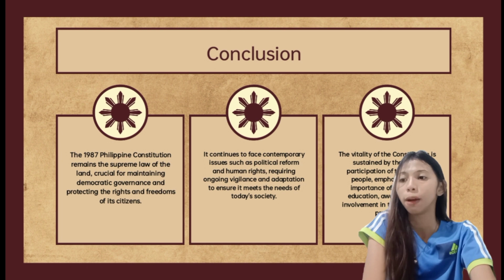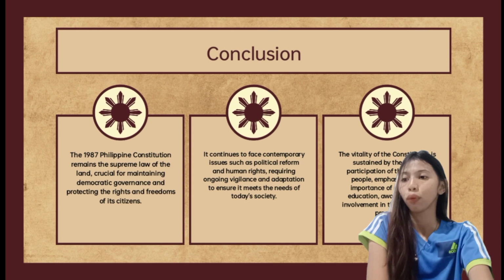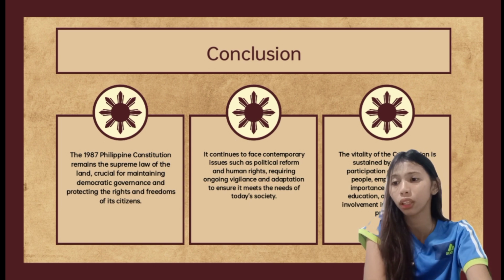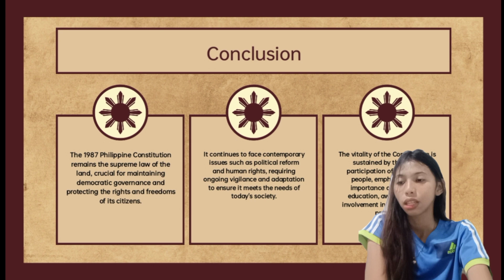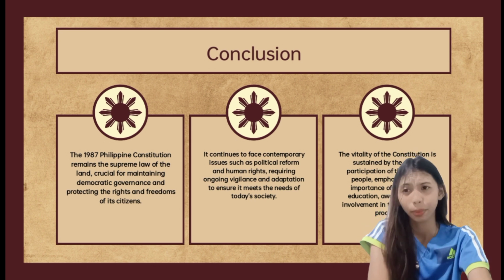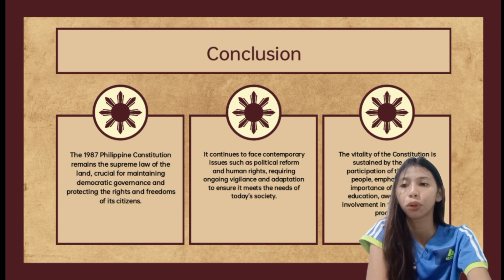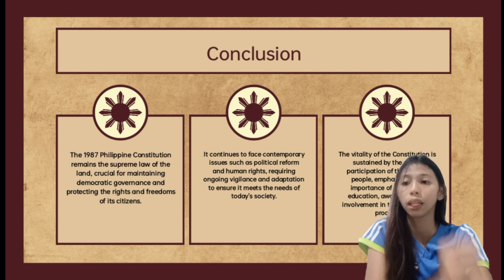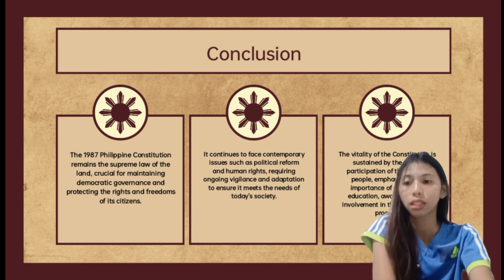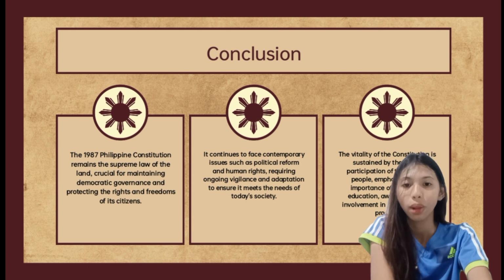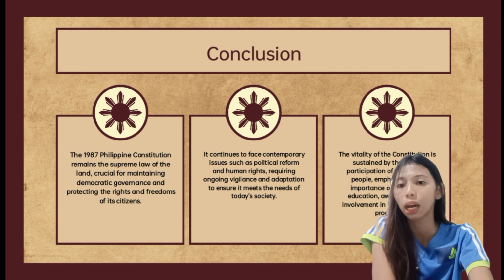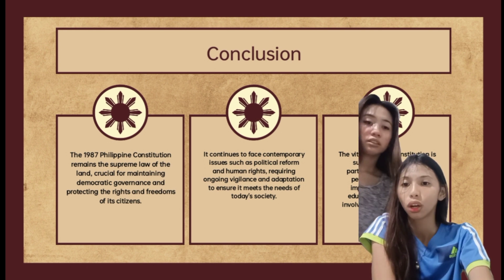Conclusion. The 1987 Philippine Constitution remains the supreme law of the land, crucial for maintaining democratic governance and protecting the rights and freedom of the citizens. It continues to face contemporary issues such as political reform and human rights, requiring ongoing vigilance and adaptation to ensure it meets the needs of society. The vitality of the Constitution is sustained by the active participation of the Filipino people.